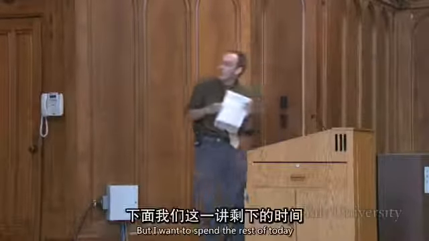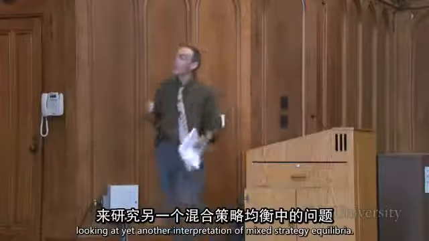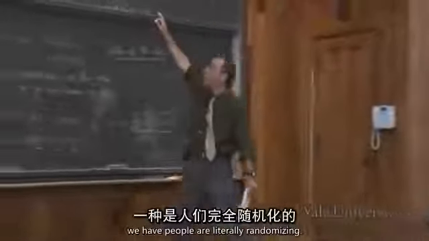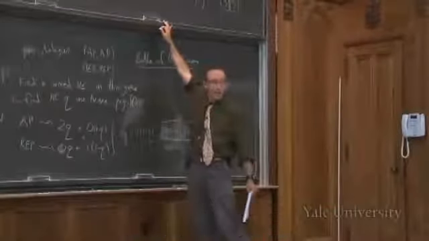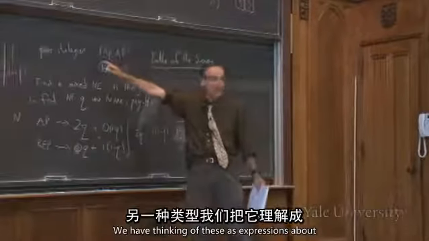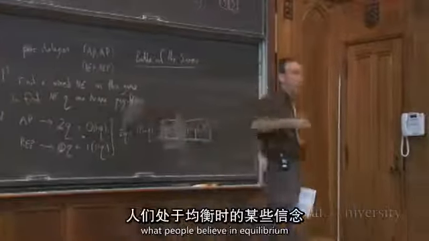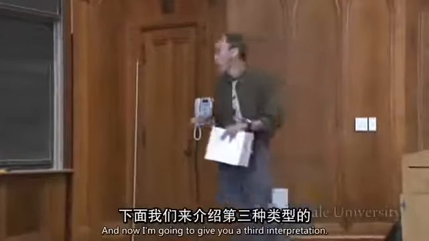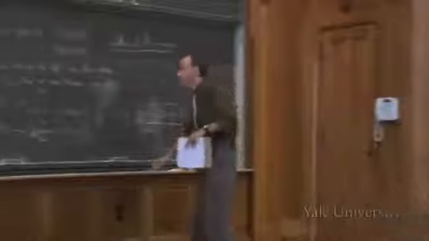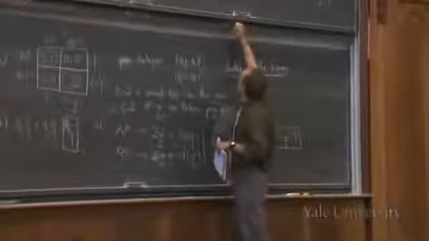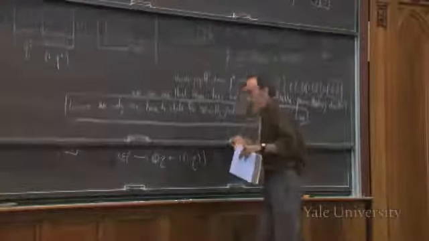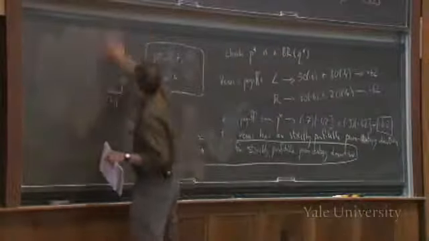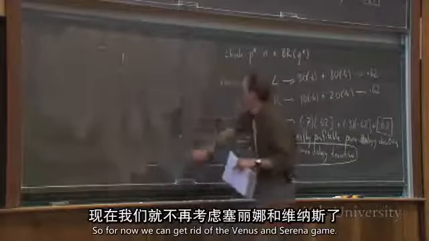But I want to spend the rest of the day looking at yet another interpretation of mixed strategy equilibria. So far we have two. We have people literally randomizing. We have thinking of these as expressions about what people believe in equilibrium rather than what they're literally doing. And now I'm going to give you a third interpretation. So for now we can get rid of the Venus and Serena game.